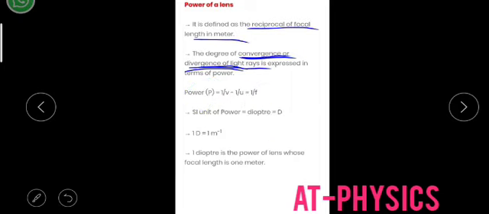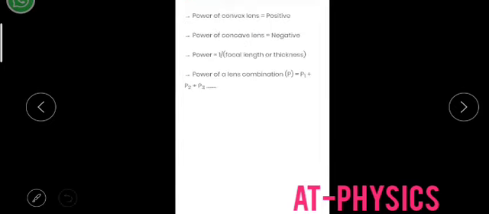So what is defined as 1 diopter? Diopter is the power of the lens when the focal length is 1 meter. So remember that when the focal length is 1 meter, then the power of the lens becomes 1 diopter. Clear? And the last one is that the power of a convex lens is positive. Remember these things, because the focal length of a convex lens is positive. The power of a concave lens is negative because the focal length of a concave lens is negative.